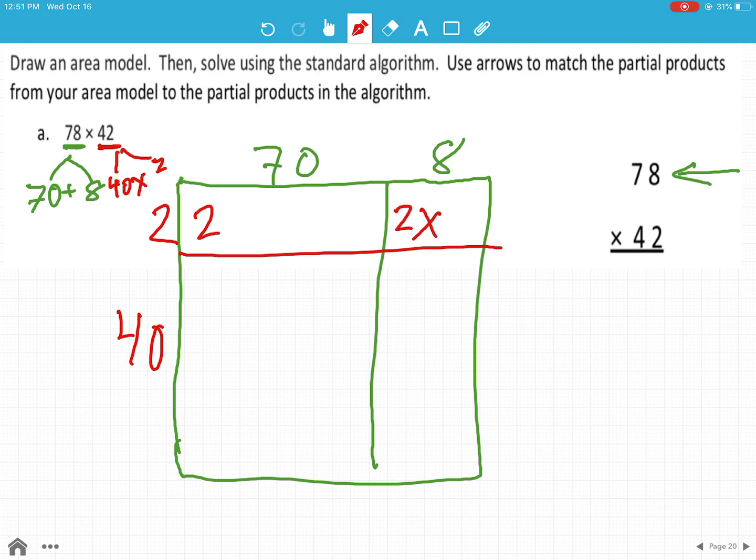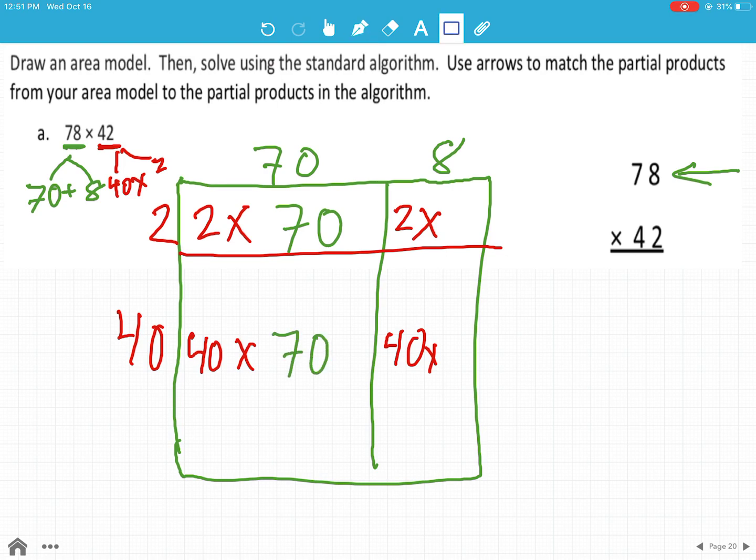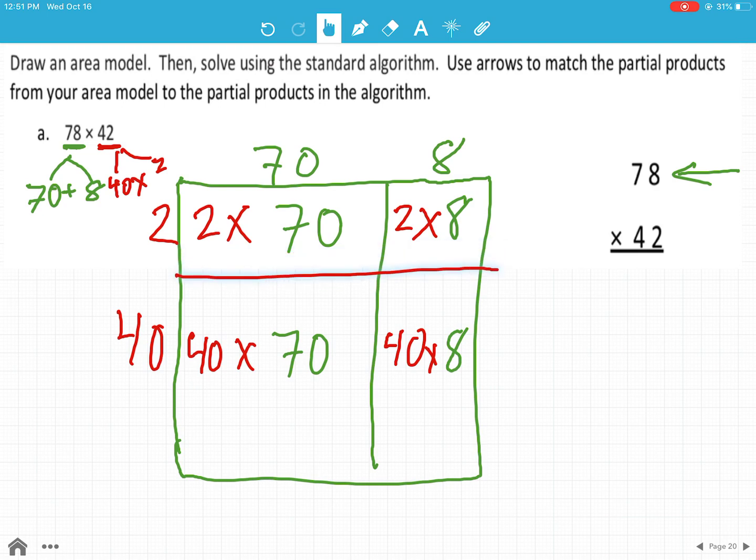So across here, we're going to multiply it times 2. And across here, we're going to multiply it times 40. Does it matter which one goes first? No, it doesn't matter. It does matter where they are. So these have to be here underneath the 70, and these have to be across the 2. And that means we're going to put 8s here. Now we made some simpler math for us to do.